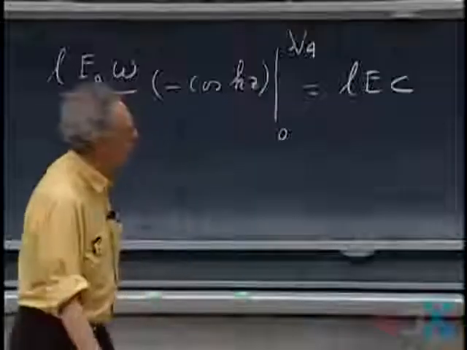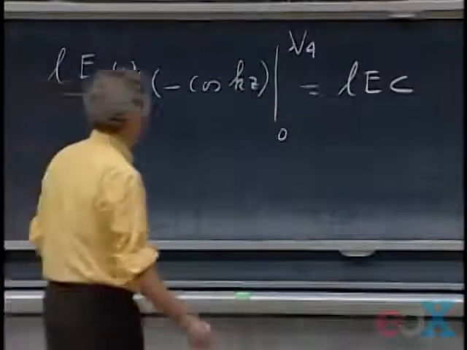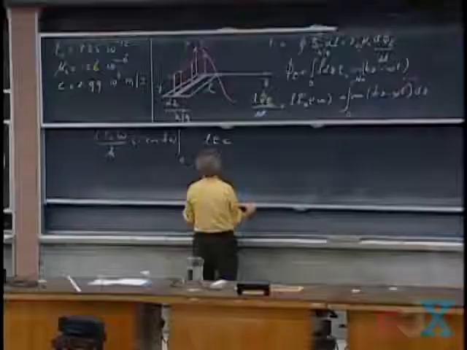Now we have to do the closed loop integral of B dot dl. And that is easy.